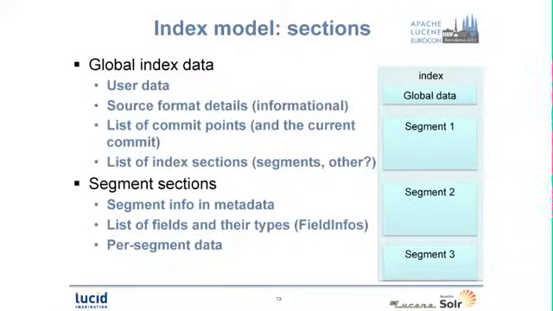Speaking of sections, maybe I should explain it. That's basically the model of the index as you know it. There is nothing strange in it. It just presented in a more abstract way, separated from implementation. So you have the global data per index, which includes like source format details, list of commits, list of index sections like segments, shared doc stores, whatever else. And then you have the segment sections themselves. So you have, in turn, nested information, nested structure in these segments.